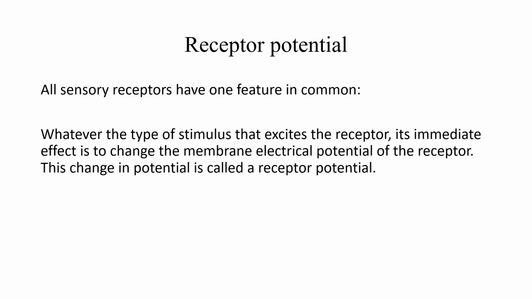All sensory receptors have a feature in common, which is whatever the type of stimulus that excites the receptors, the immediate effect is to change the membrane potential of this receptor through changing the movement of ions across the membrane, the permeability for these ions, and that will result in the formation of what we call the receptor potential.